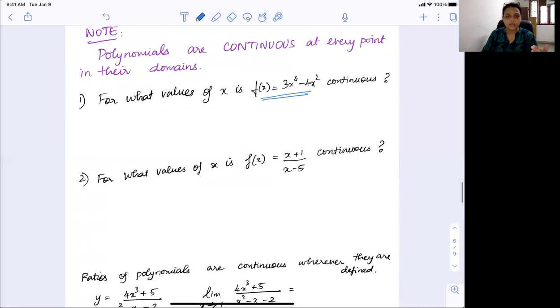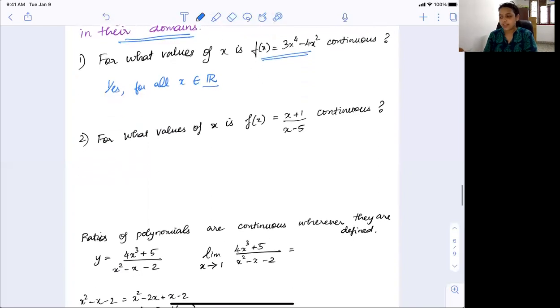So this is a polynomial function where x has been raised to the power 4. So by definition, it is continuous for all x belonging to the set of real numbers. Remember, they're continuous at every point in their domains. And this particular function can take on the domain of any x belonging to the real number line. So it is continuous for all x belonging to the set of real numbers.